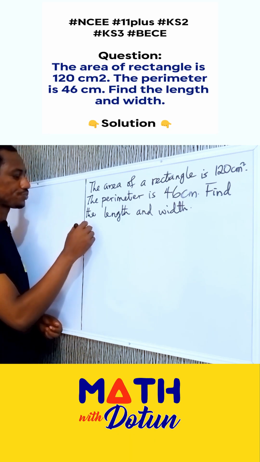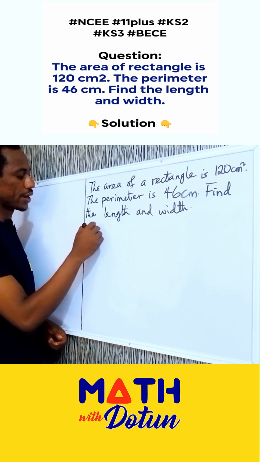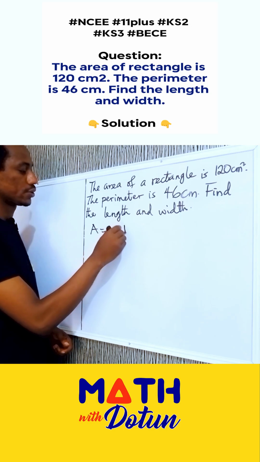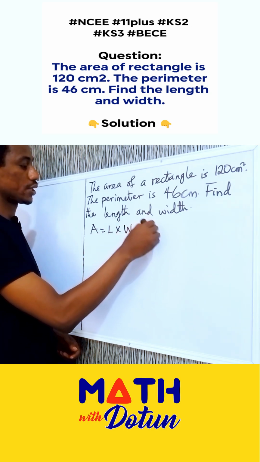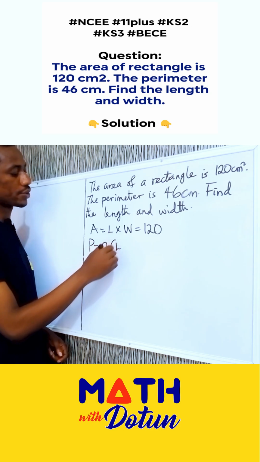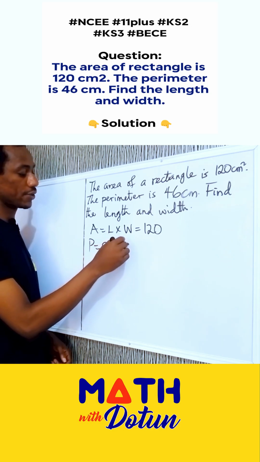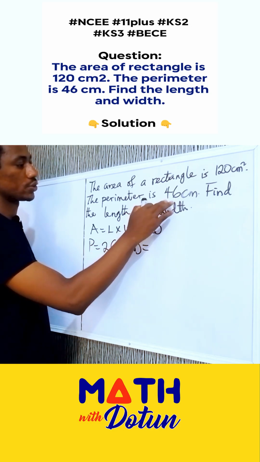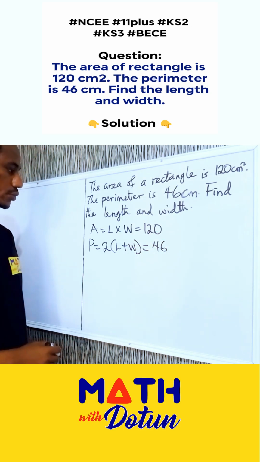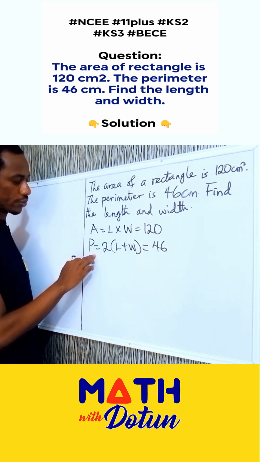So we know the area. We know area equals length times breadth, or length times width, which is the same thing as breadth, right? Which is 120. We also know that the perimeter is 2 times the sum of length and width, and we're told that that is 46.